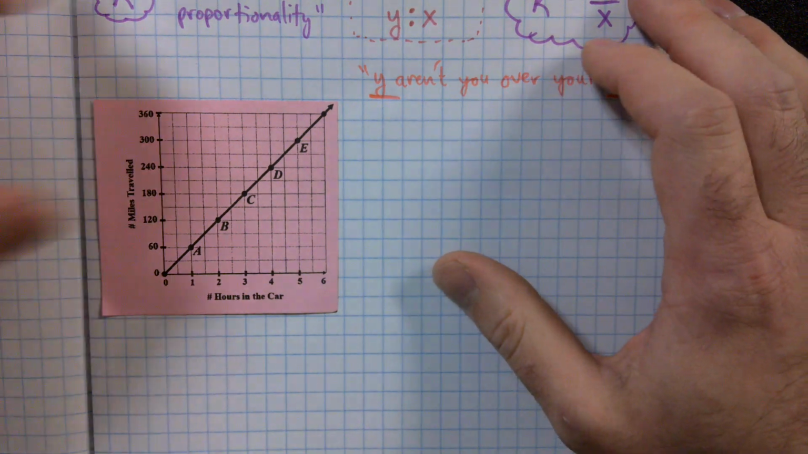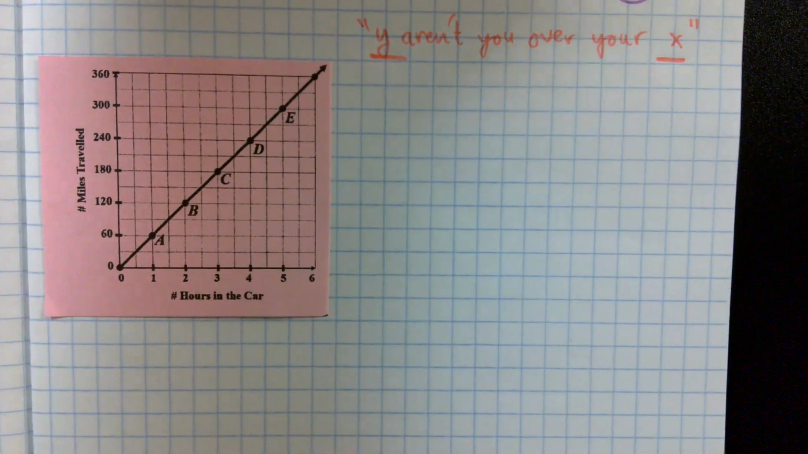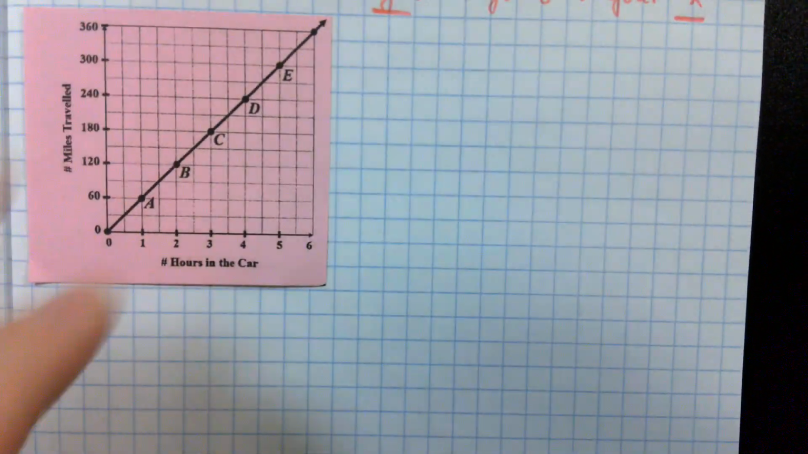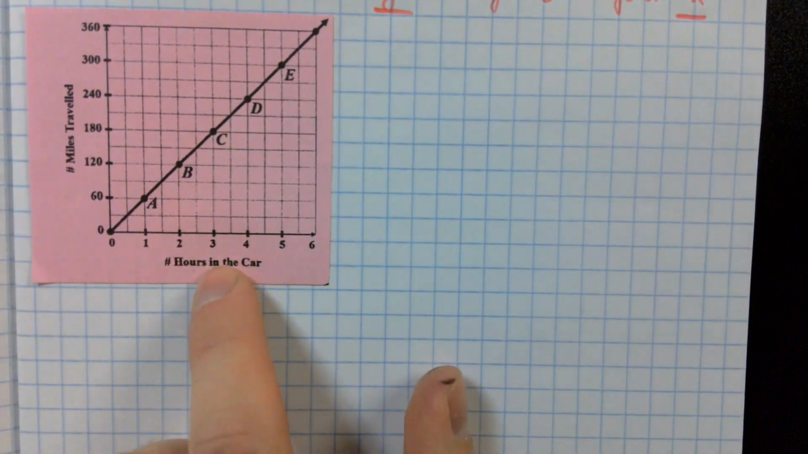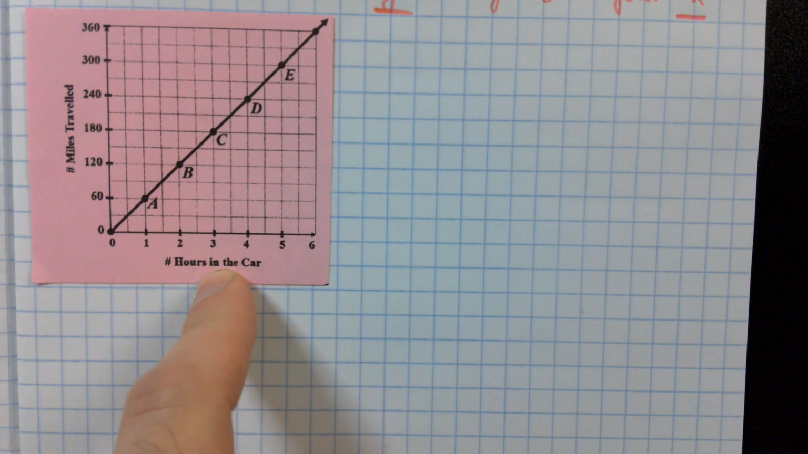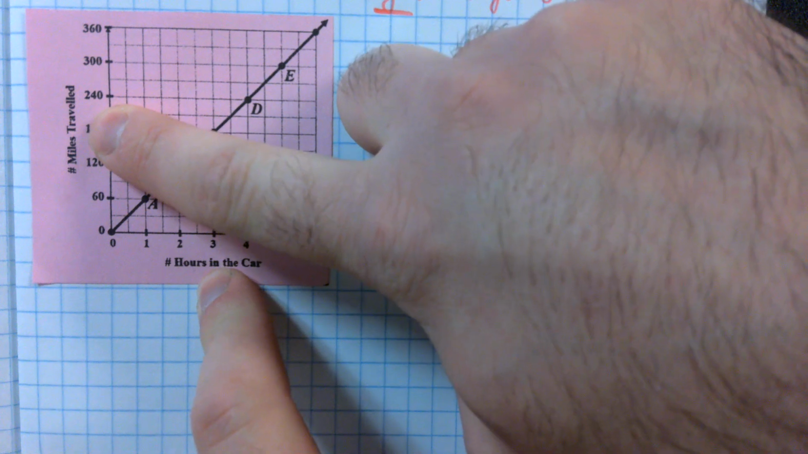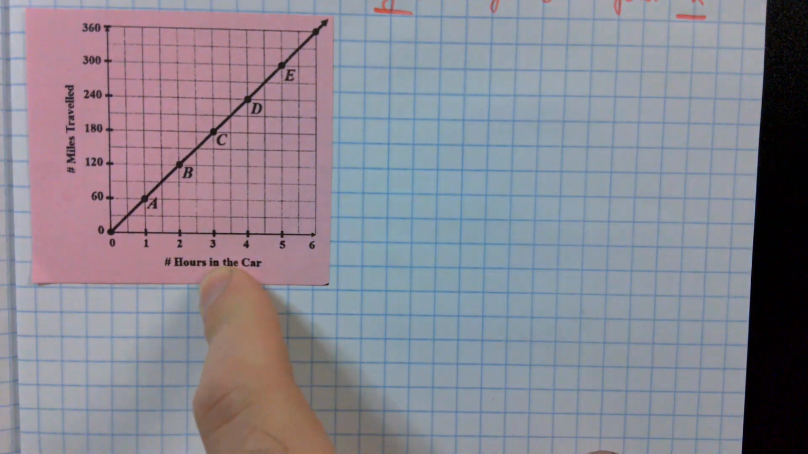All right. So we're going to take a look at this graph here. What does it say down here at the bottom? Number of hours in the car. What does it say over here? Number of miles traveled. Give me a thumbs up if you've ever been on a road trip with your family before. Anybody ever get in the car and go somewhere?